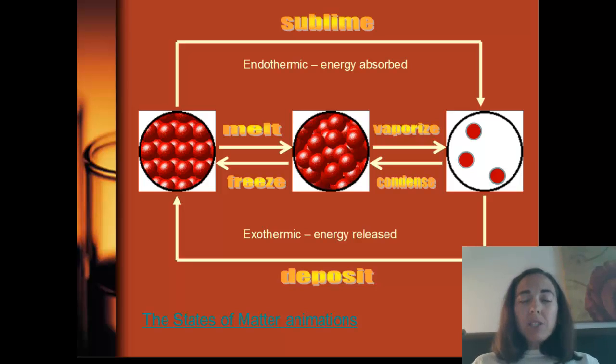Now, with these three states of matter, solids have a definite shape and a definite volume. It's not real easy to compress a solid. Liquids and gases, on the other hand, take the shape of their container. Liquids aren't very easy to compress, but gases are really easy to compress, and you just have to put some pressure on the gas for that to happen.